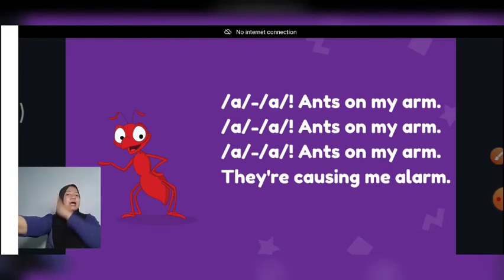Do the ah. Okay? Ants on my arm. Ants on my arm. Ants on my arm. They're causing me alarm. Okay?